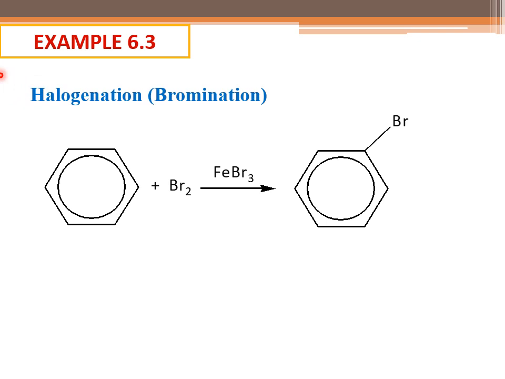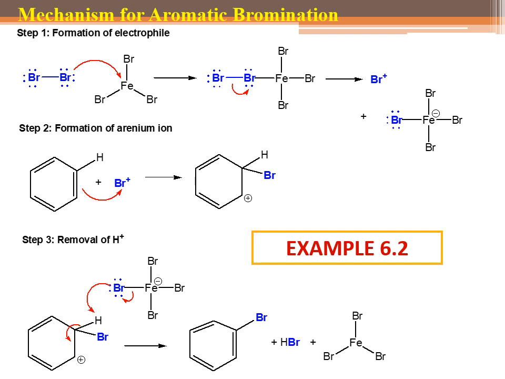Let's look at the mechanism in example 6.2. There you go. This is the bromine molecule, Br2. One bromine atom is going to be attached to the Lewis acid, FeBr3, forming a catalyst complex. So it will be left with a Br+. Br+ is the electrophile.